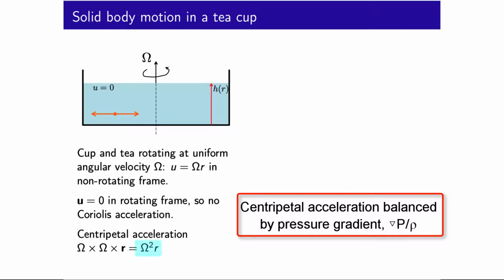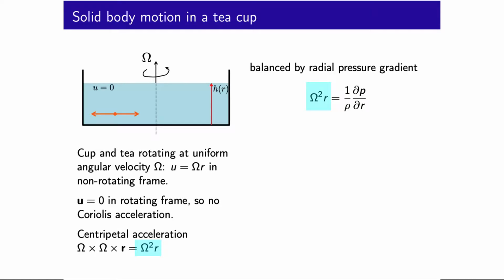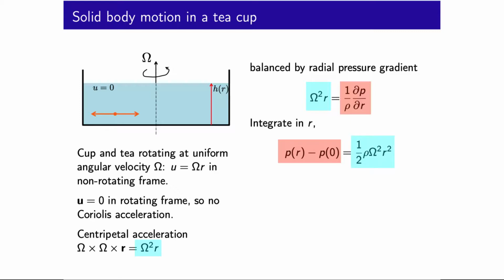Given that the centripetal acceleration is a function of radius only and rho is uniform, we can write grad p on rho as simply the radial pressure gradient, 1 on rho dp by dr. So the centripetal acceleration omega squared r is balanced by the radial pressure gradient, 1 on rho dp by dr. This equation can be integrated in the radial direction from a radius of 0 to r, giving the pressure difference between 0 and r as half times density times omega squared and radius squared.